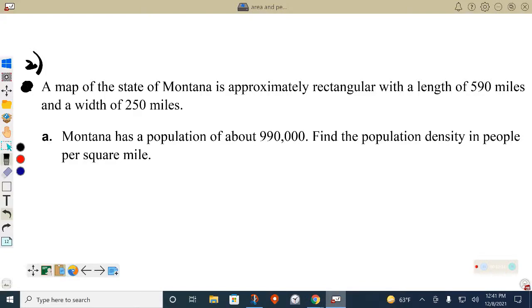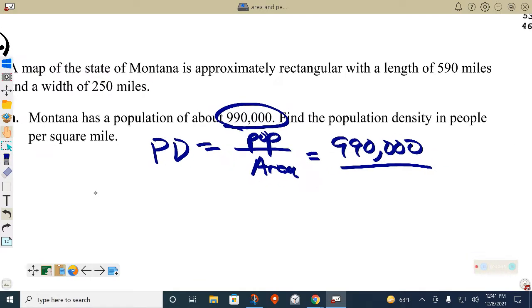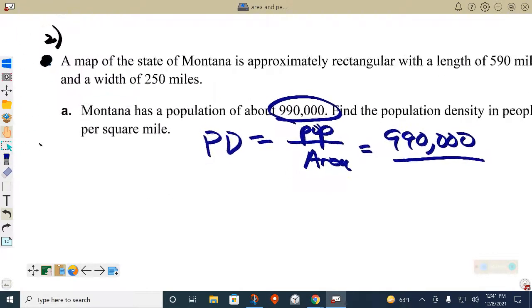So they want to find the population density. And again, population density is equal to the population divided by the area of land. Well, I already know the population of Montana is 990,000, almost 1 million people. So it's not highly populated because it's spread out. That's a bunch of farmland. A lot of wheat, I think they grow there. Let's find the area though.